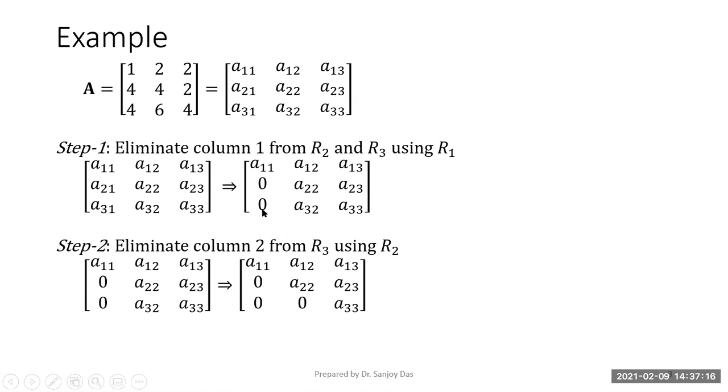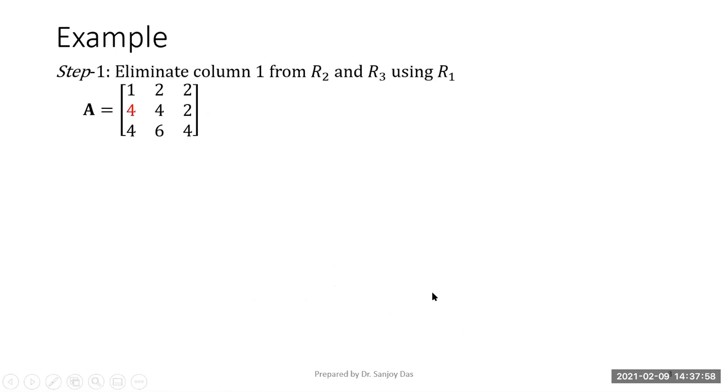So the first step, what I'm doing is eliminating the elements below the diagonal in the first column. In step 2, I'm eliminating the elements below the diagonal appearing in column 2. And in the process, what happens is this looks like an upper triangular matrix, right? So this is an upper triangular matrix. After step 1 and step 2, this matrix now becomes an upper triangular matrix.